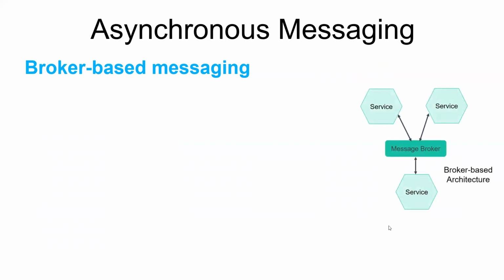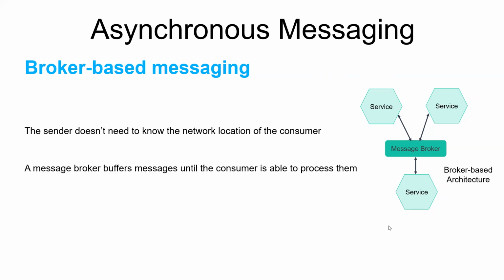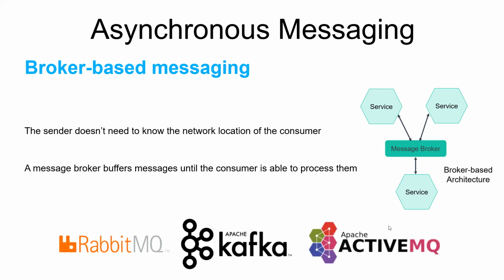A message broker is an intermediary through which all messages flow. A sender writes the message to the message broker, and the message broker delivers it to the receiver. An important benefit of using a message broker is that the sender doesn't need to know the network location of the consumer. Another benefit is that a message broker buffers messages until the consumer is able to process them. There are many message brokers to choose from. Examples of popular open source message brokers include ActiveMQ, RabbitMQ, and Apache Kafka. There are also cloud-based messaging services such as AWS SQS, SNS, Kinesis, and so on.